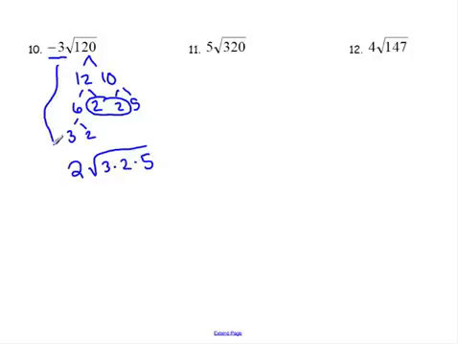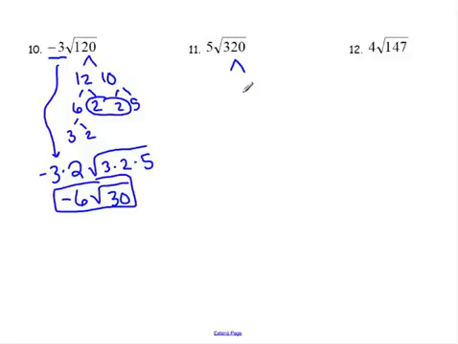I also need to remember that when I'm multiplying, I still have this negative 3 out front, so I say negative 3 times 2. When I simplify one step, that's negative 6. 3 times 2 is 6, times 5 is 30, so I actually have negative 6 times the square root of 30. Why don't you guys try numbers 11 and 12 on your own, and in a minute, when you hit play again, you guys can check your answers.